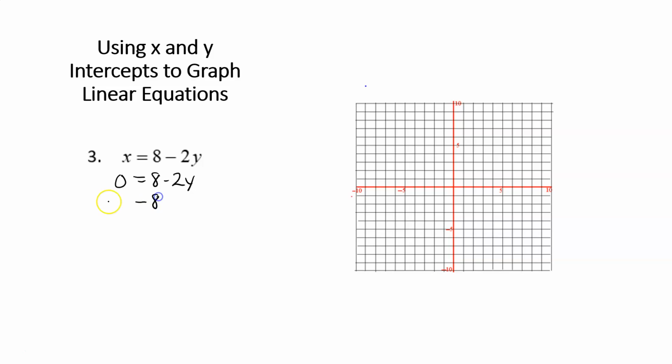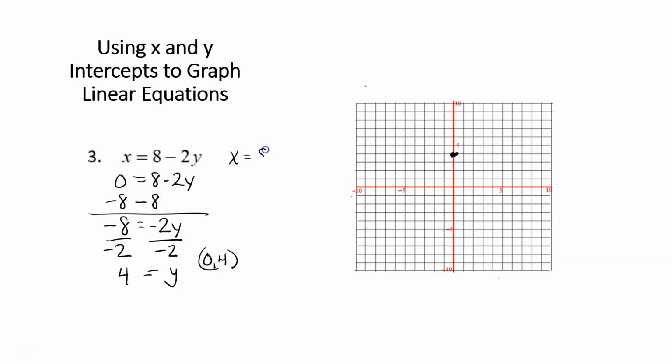I'm going to subtract 8 from each side. And then I'm going to divide by negative 2. So my y-intercept is 4, which is the point (0, 4). Now I'm going to replace the y-coordinate with 0. And I have x equals 8, which is the point (8, 0). There's my line. All right, moving on along.